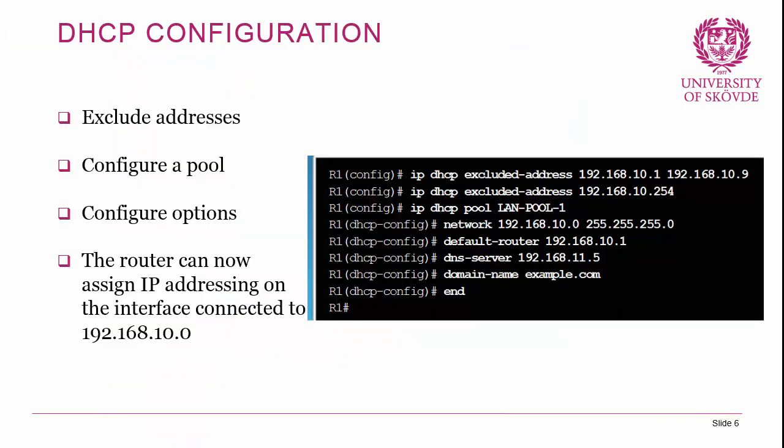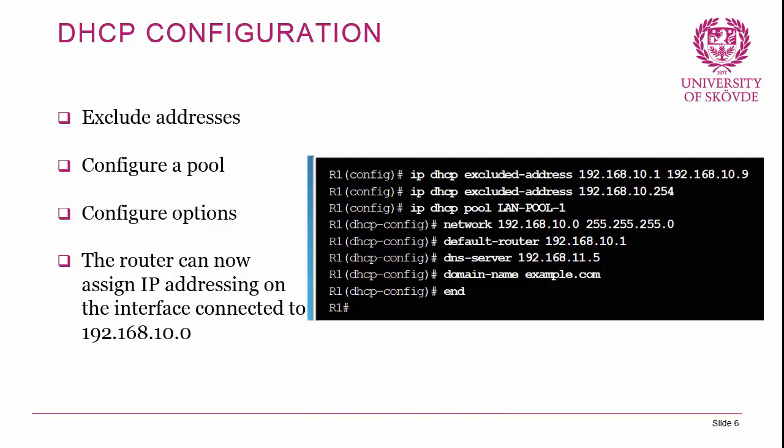The first thing we want to do is to choose what addresses shouldn't be leased to clients. Now we're configuring a DHCP server, and on a network we typically have some addresses that are statically assigned. For instance, the router in the network, the default gateway, will have a statically assigned IP address, and there might be a printer with a statically assigned IP address, and there might be some servers or whatever. So what we have to do first is to exclude addresses with the ip dhcp excluded-address command, and this informs the router about a range or single individual IP addresses that should not be leased out to clients.